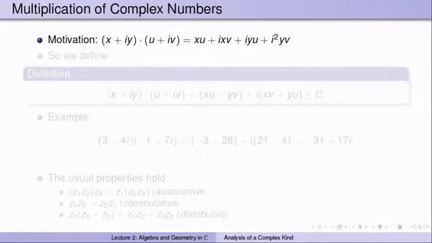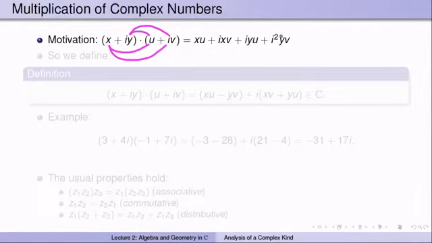Now, how do we multiply complex numbers? Here's the motivation. Let's pretend for a second that they behave just like normal numbers that we know from elementary school. So suppose I have a number x plus iy, and I want to multiply it with u plus iv. And suppose all the regular rules held, so I can just distribute this out the way I'm used to. Then I would get xu, plus i xv, then i yu, and then i squared yv. So I get exactly these four terms.